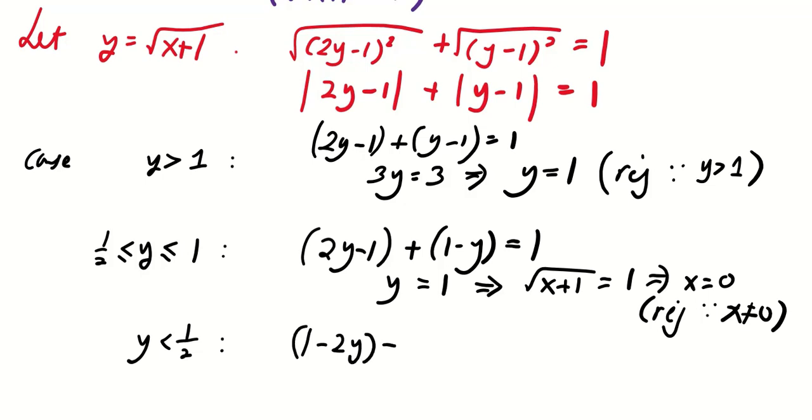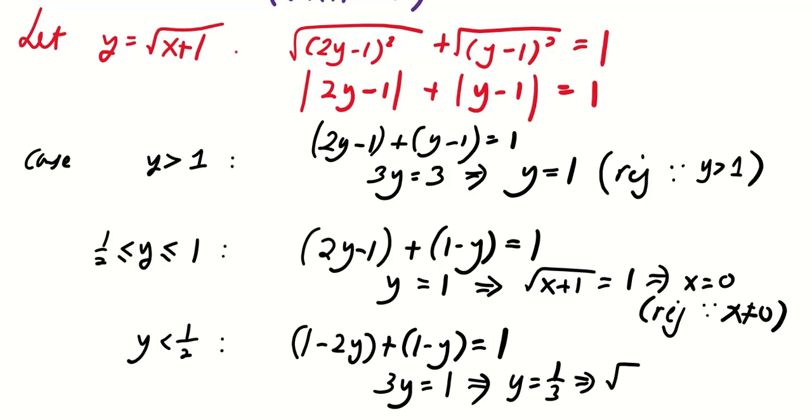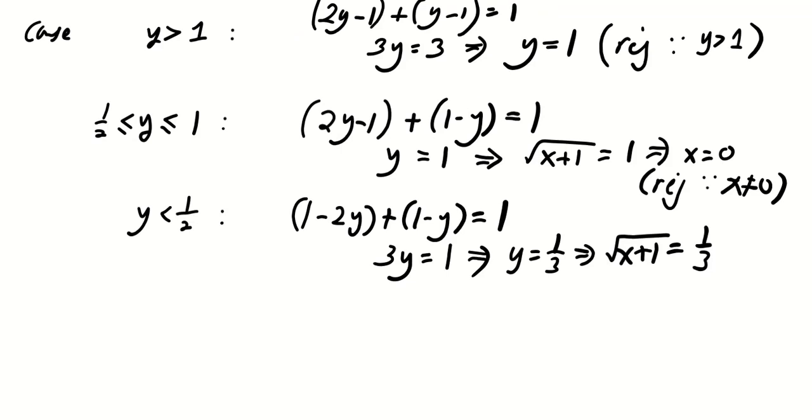And finally, y is less than half. So it's equivalent to say that 1 minus 2y plus 1 minus y equals 1. That is 3y equals 1, and therefore y equals 1/3, which implies that square root of x plus 1 equals 1/3, and finally x equals 1/9 minus 1, which equals negative 8/9.